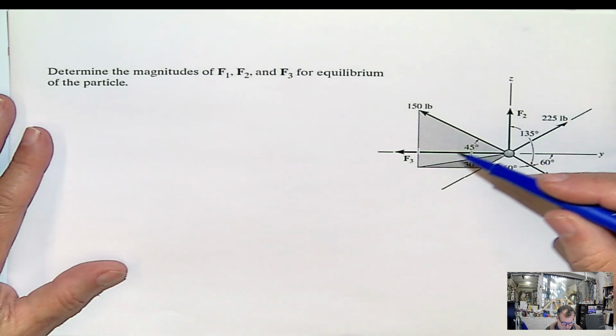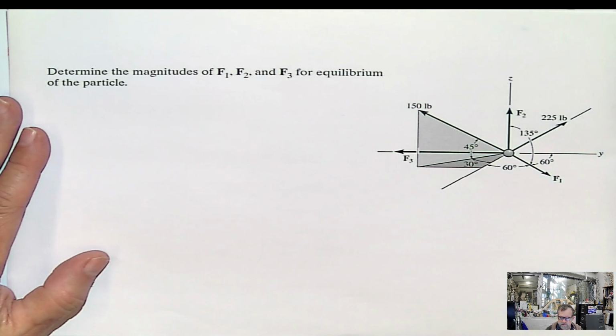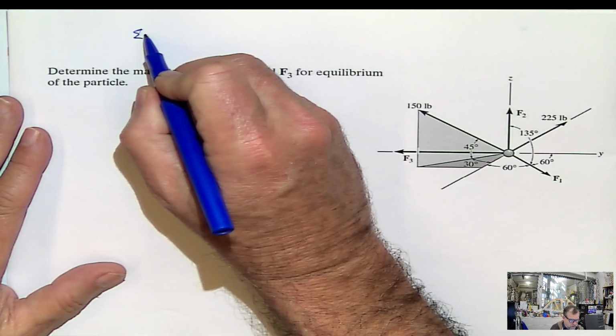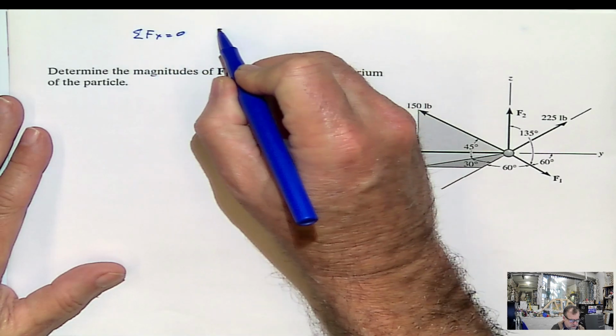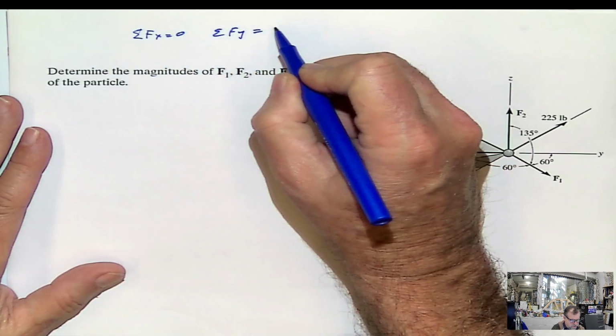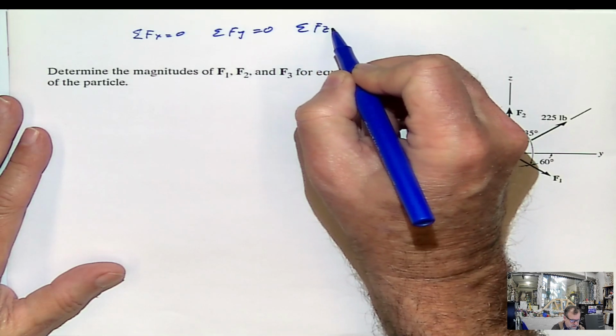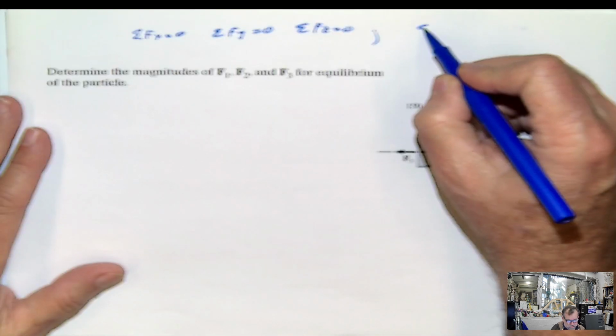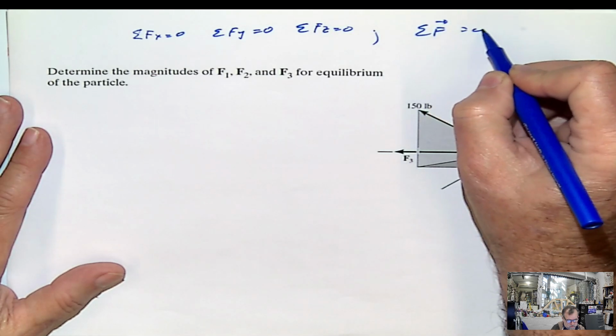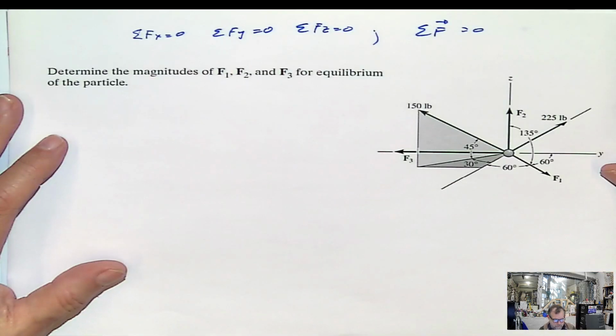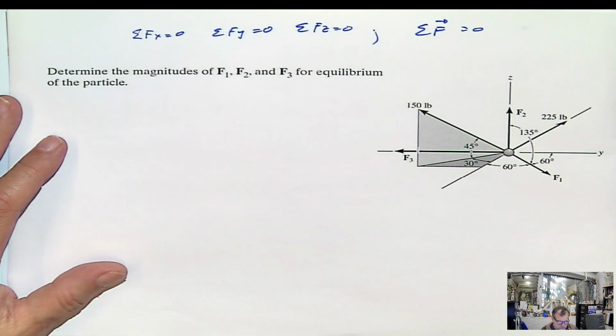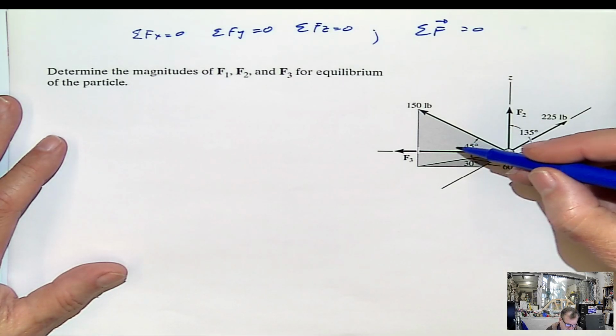So this, and that, meaning we have three unknowns, and we have three equations: summation of forces in X equals 0, summation of forces in Y equals 0, summation of forces in Z equals 0, or we can say summation of forces as vectors equals 0. It's the same thing. However, we have 1, 2, 3, 4, 5 forces.